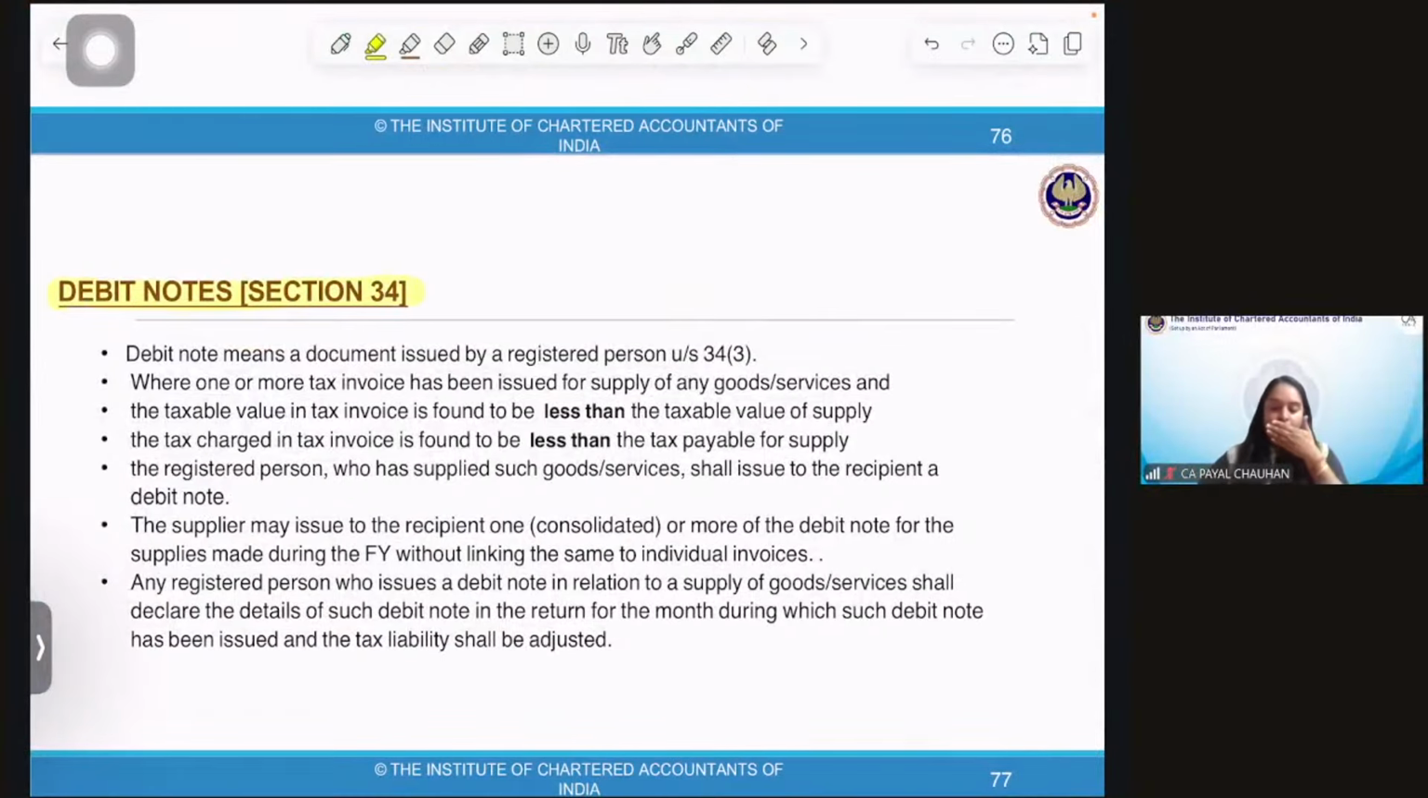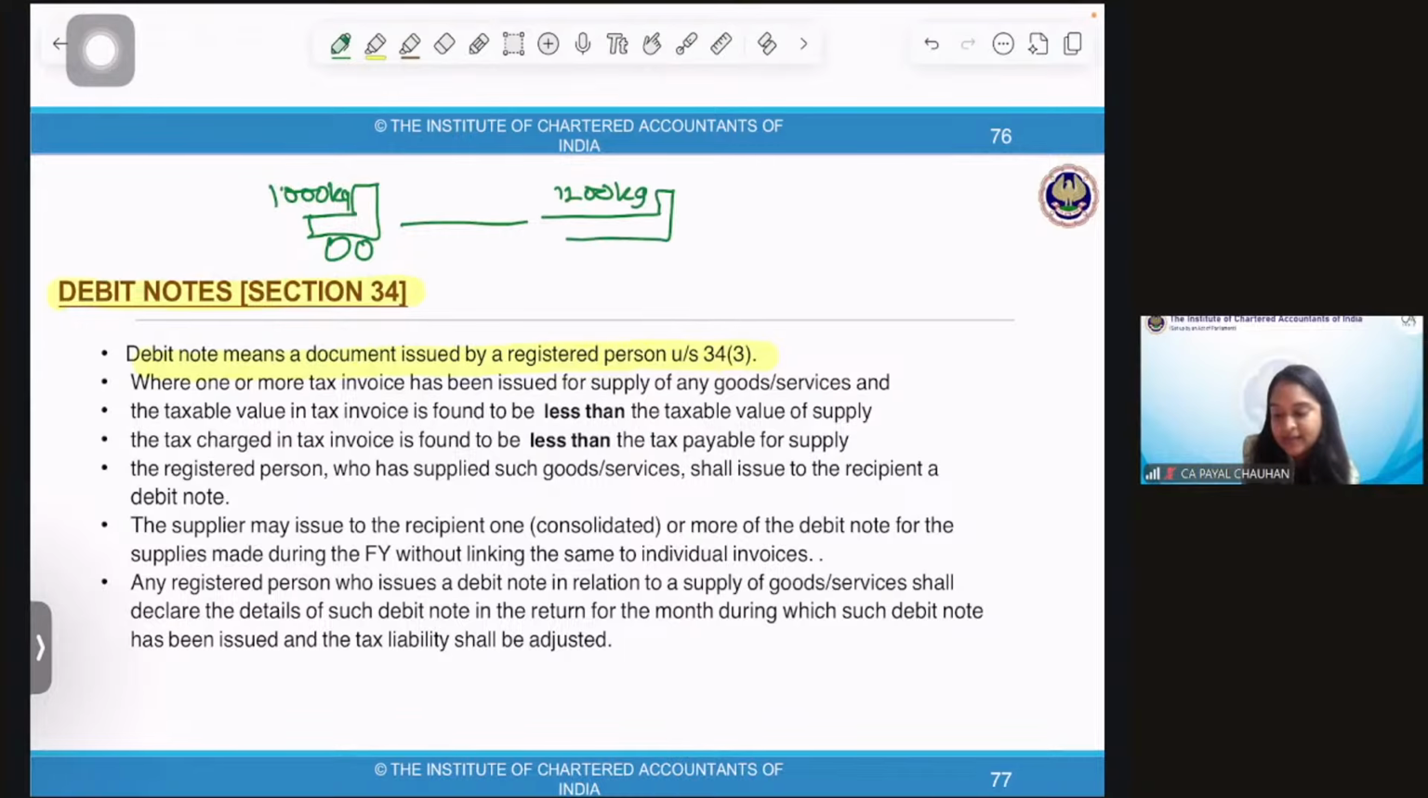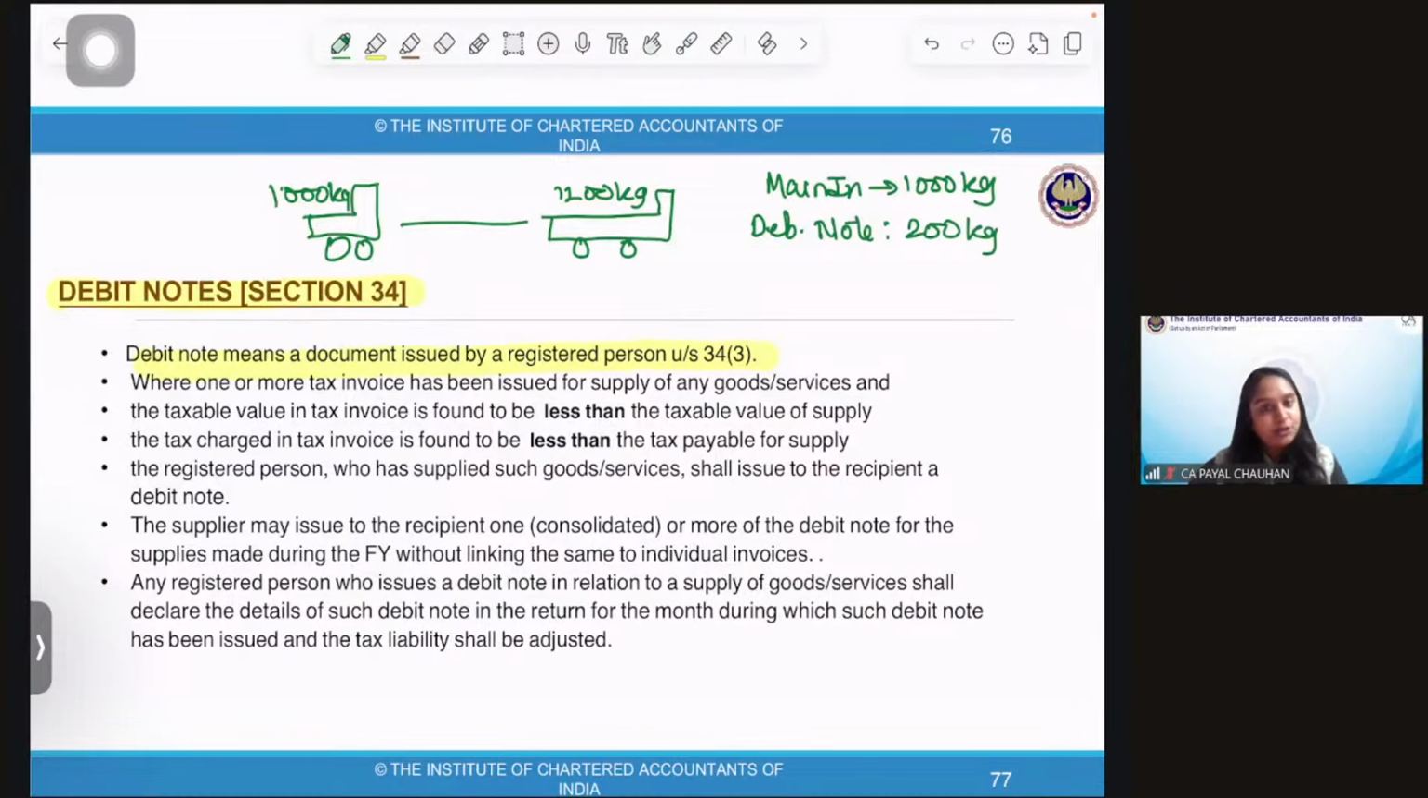Debit note means a document issued by a registered person. I'll give you an example. I gave you an example last time also. I need to supply you 1000 kgs, but I supplied only 200 kgs and you accepted the goods also, right? So my main invoice was of 1000 kg. Now I'll issue the debit note for 200 kgs. Did you people understand? This is what the whole case is all about.